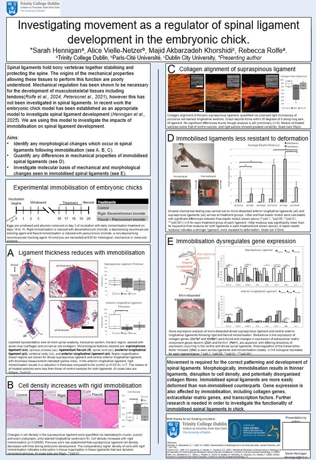Overall, this research has established that movement does have a role in the correct patterning and development of spinal ligaments. We have found morphological, mechanical, and molecular differences in spinal ligaments under immobilization. We aim to use our research to aid in our understanding of spinal deformations, and our future work will investigate spinal ligaments in the mouse and in scoliotic spines.